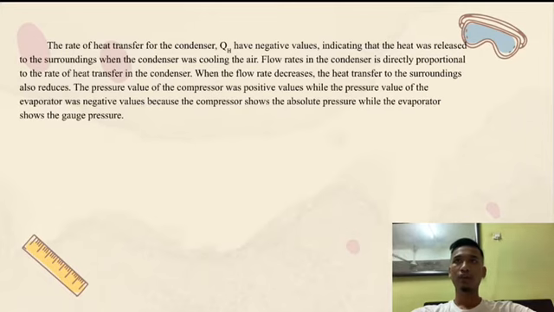Next, the rate of heat transfer for the condenser, QH, has negative values, indicating that heat was released to the surroundings when the condenser was cooling the air. Flow rates in the condenser are directly proportional to the rate of heat transfer in the condenser. When the flow rate decreases, the heat transfer to the surroundings also reduces. The pressure value of the compressor was positive, while the pressure value of the evaporator was negative, because the compressor shows the absolute pressure while the evaporator shows the gauge pressure.